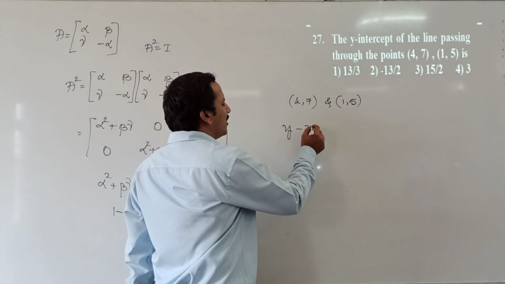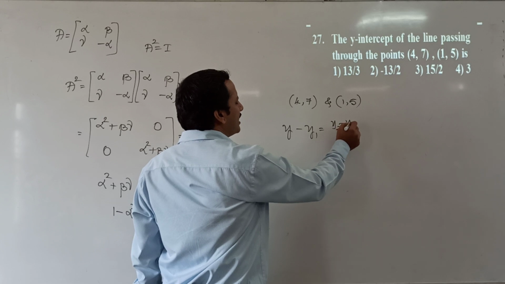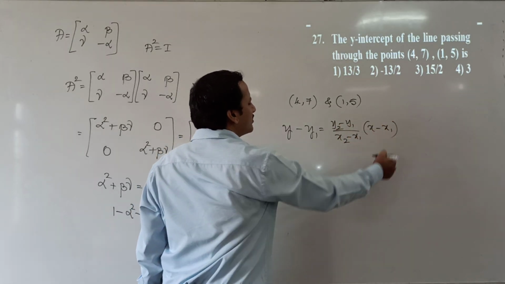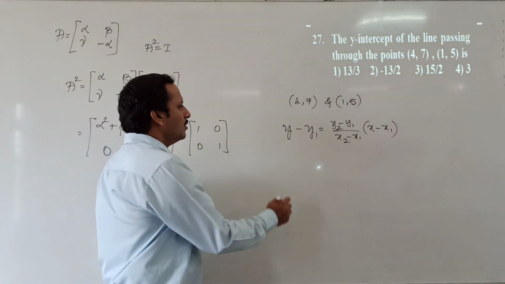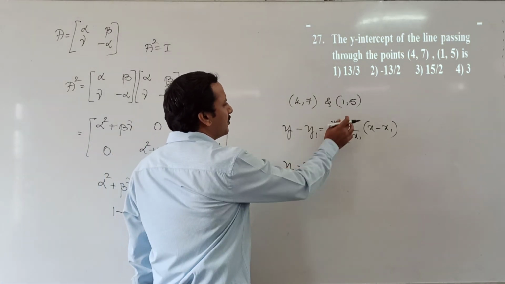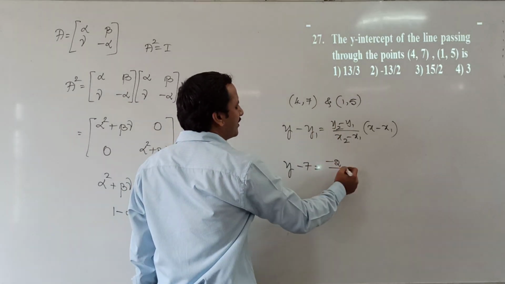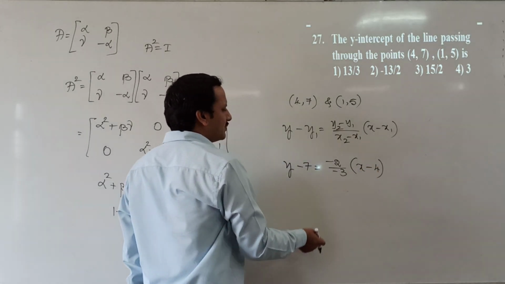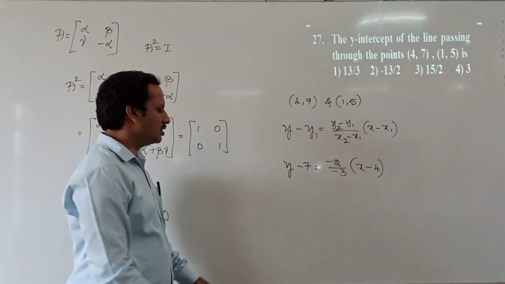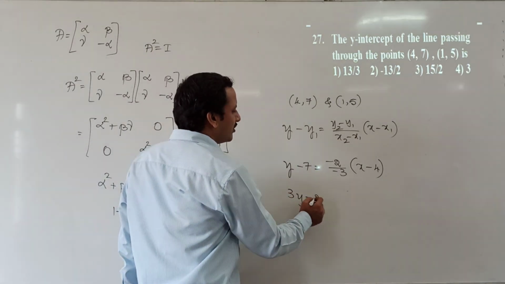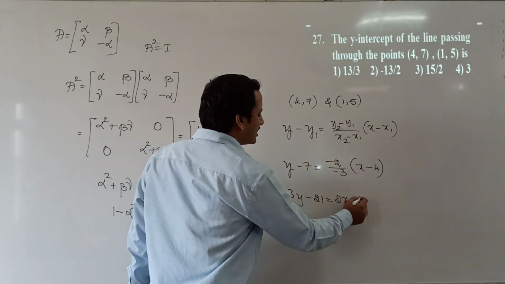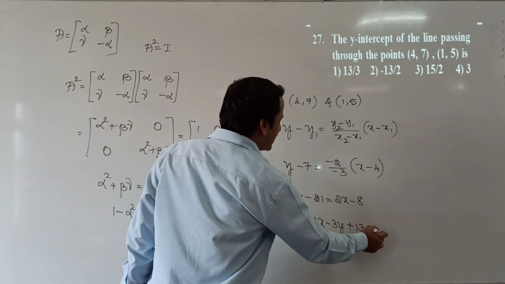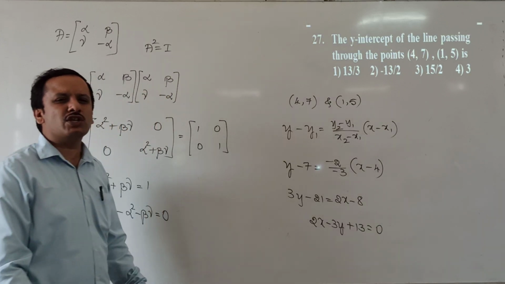You know the formula? y minus y1 is equal to (y2 minus y1) by (x2 minus x1), the slope, into (x minus x1). This formula I am using. So y minus 7 is equal to (y2 minus y1) 5 minus 7 is minus 2, (x2 minus x1) is minus 3, into (x minus 4). This will become 2 by 3, cross multiply, 3y minus 21 is equal to 2x minus 8. So 2x minus 3y plus 13 is equal to 0. This is the equation of the line.